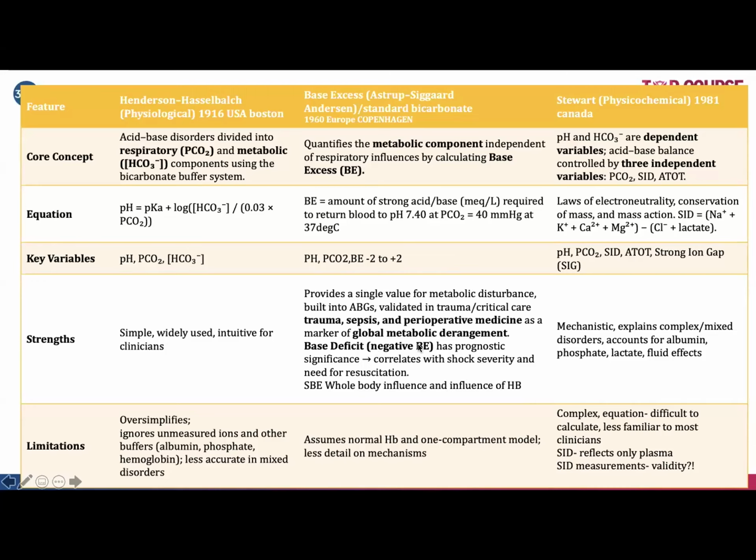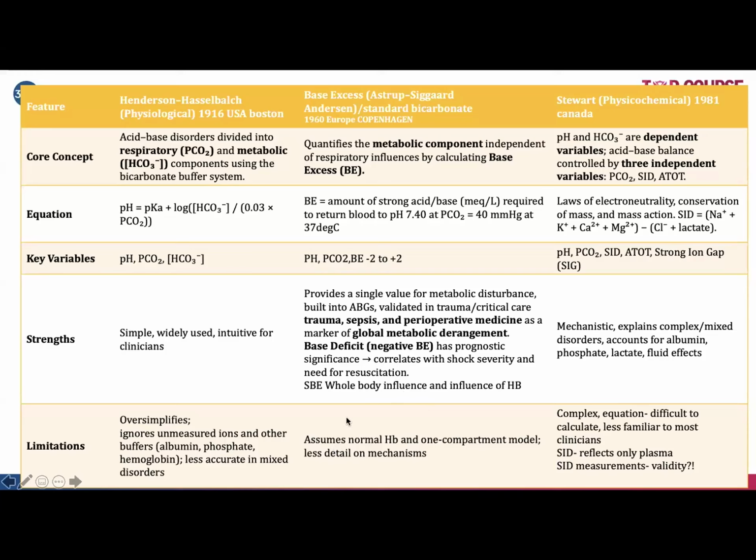A negative base deficit has prognostic significance in shock, severity, and need for resuscitation. In trauma patients, high base deficit denotes increase in bleeding or increase in need for volume replacement and blood product replacement. So in trauma, you have the classification of shock wherein base deficit is one of the components. So remember that. So trauma, sepsis, yes, it has a value.